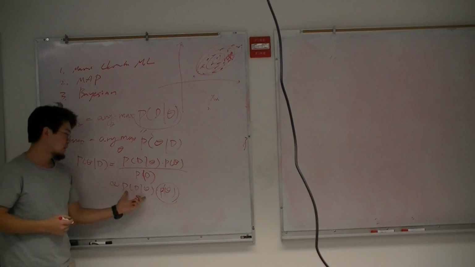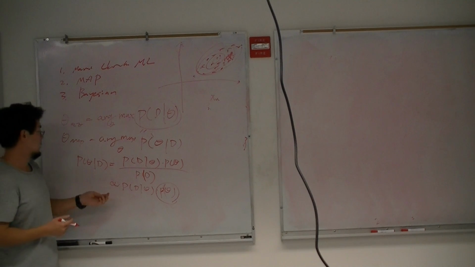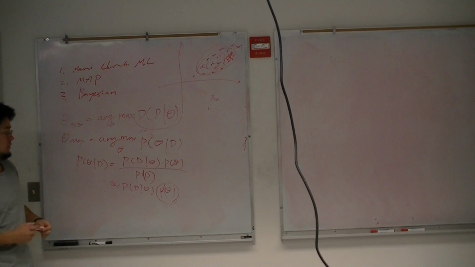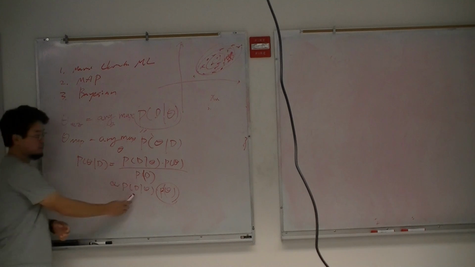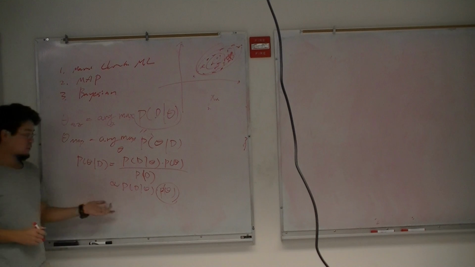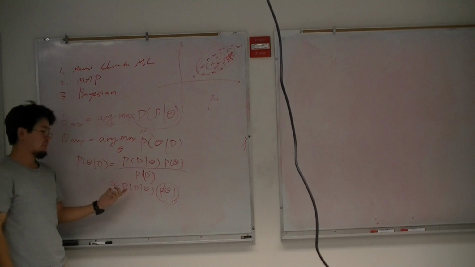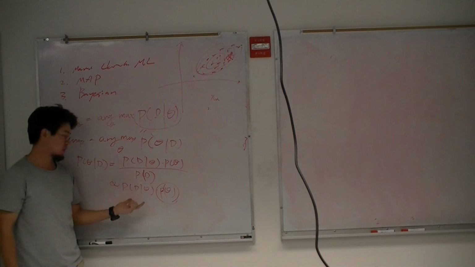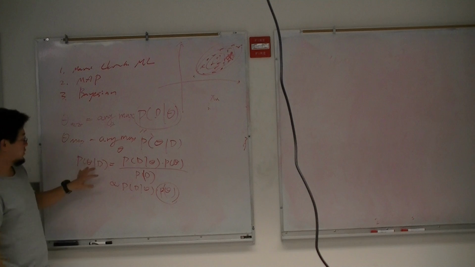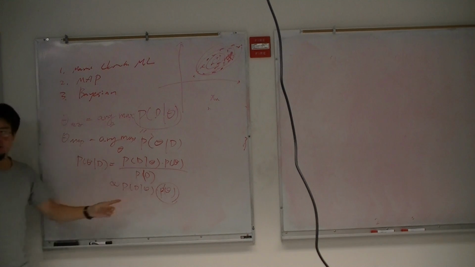It turns out you can choose many priors for this maximum posterior estimation, but some of them are conjugate to the likelihood function. By conjugate here we mean, if this term is conjugate to this term, then the posterior distribution is going to be in the same form as this prior distribution.